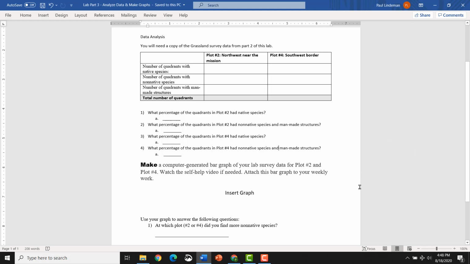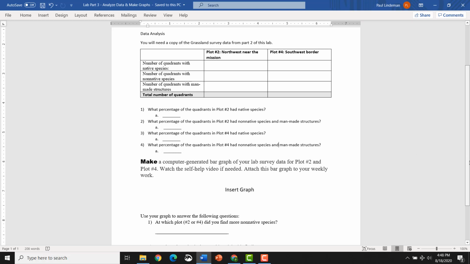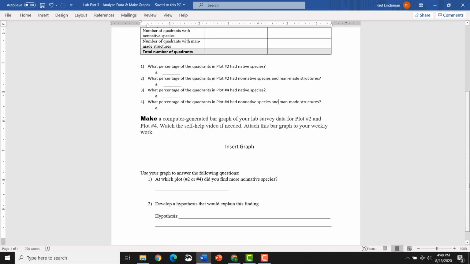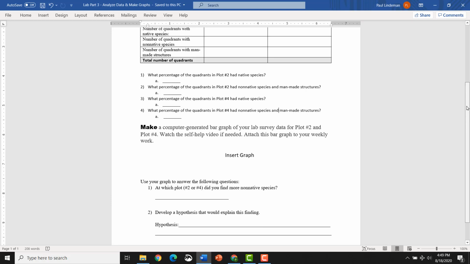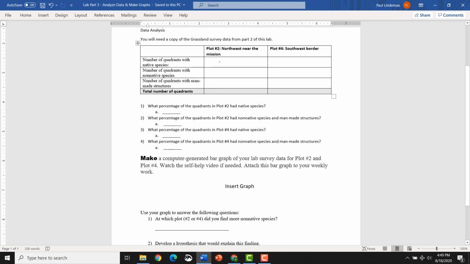So let's move on. The next thing that we're going to do is we're going to skip this part about making a graph, and you're going to come back to that. I made another video for that, and we're going to jump down to here. So use your graph to answer the following questions. At which plot, 2 or 4, did you find non-native species? So you just go back to your data and you just tell me which one's more. Where did you find more non-native species? Was it plot 2 or is it plot 4?